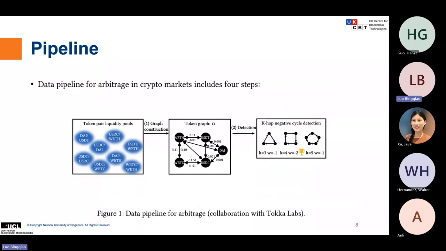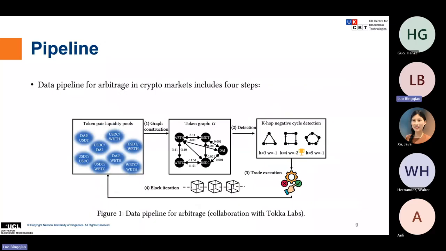Then we do the cycle detection. Actually, we do the K-hop negative cycle detection, which can be transferred to an arbitrage opportunity later. I will share more details on how it transfers. And then we execute a trade along the profitable cycles, and this process is done iteratively block by block.